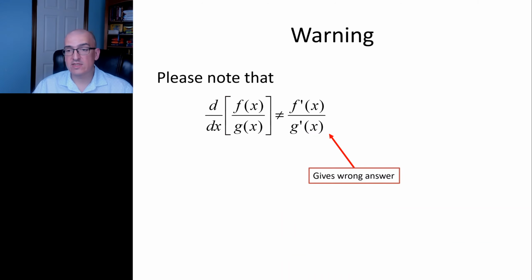A warning is that it's commonly mistaken that when you see a quotient or a fraction, the derivative of that is the derivative of the top divided by the derivative of the bottom. This is not the case. This will give you the wrong answer.